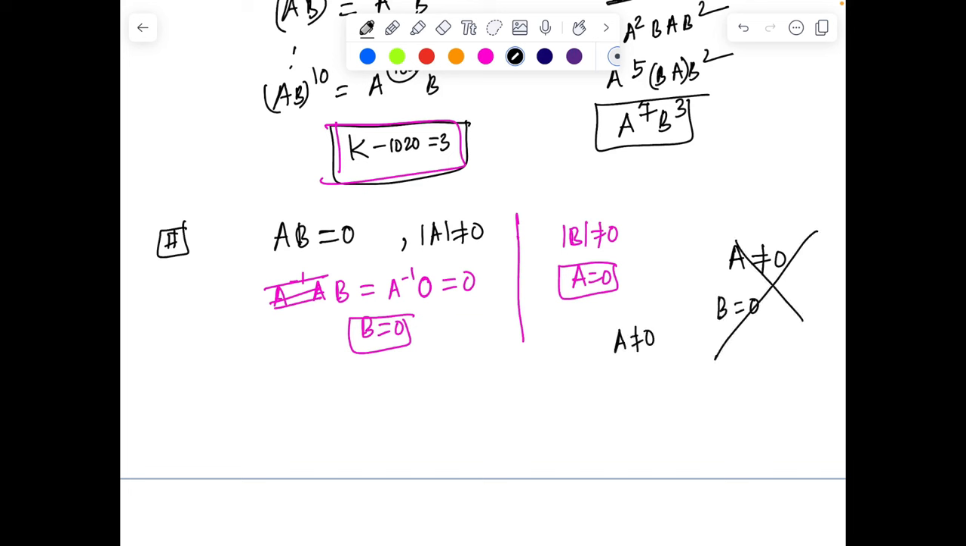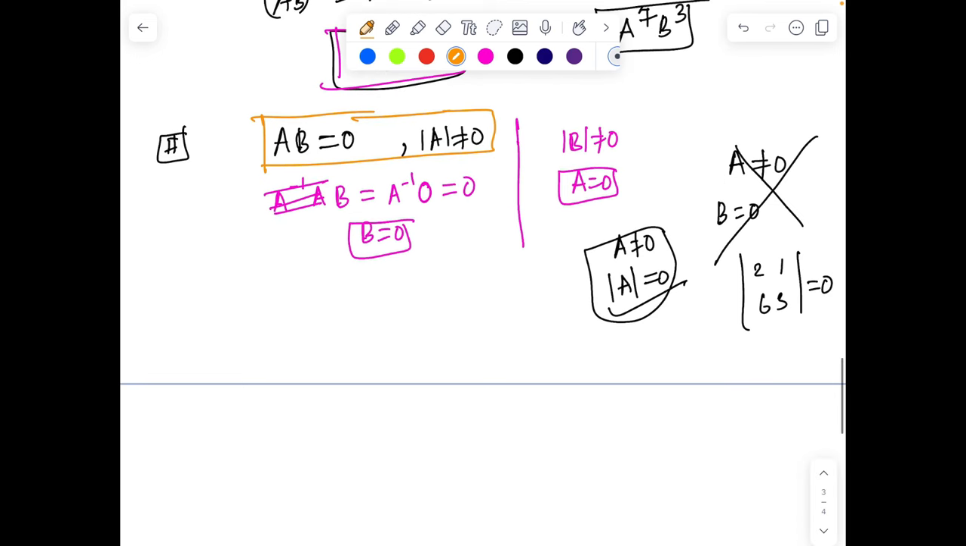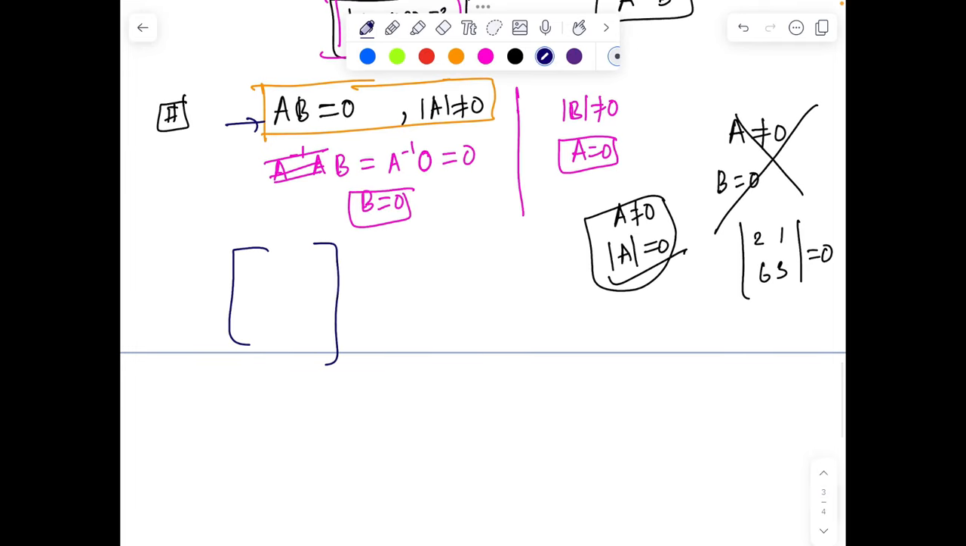Right. One common mistake a student makes is this: suppose matrix A is non-zero, can we tell that matrix B must be zero? No, this is wrong, because even if A is non-zero, it might still happen that determinant of A is 0. For example, you can take 2 3 1 6 with determinant 0, but the matrix is non-zero. So for invertibility, it's not the matrix but its determinant that matters.